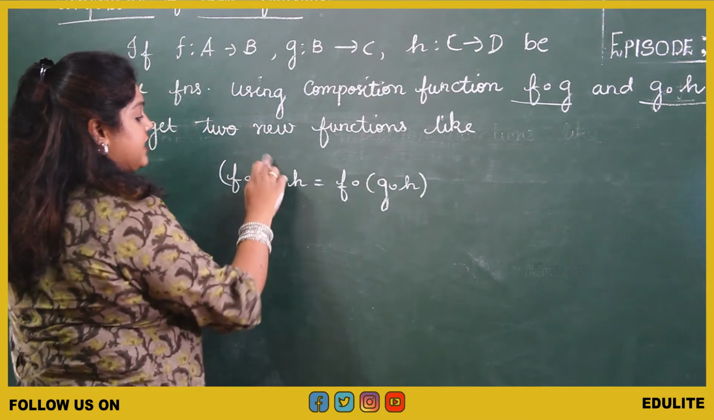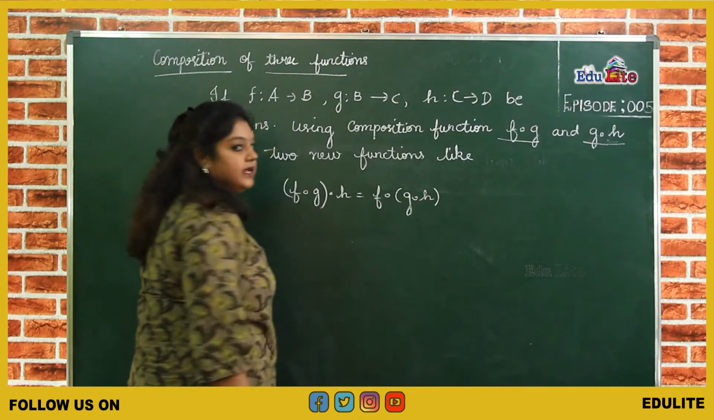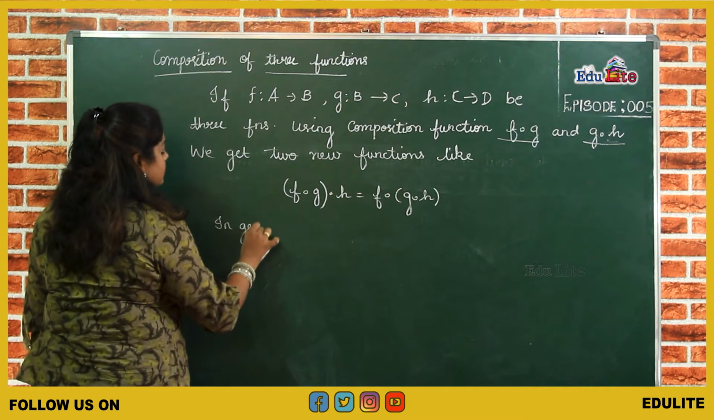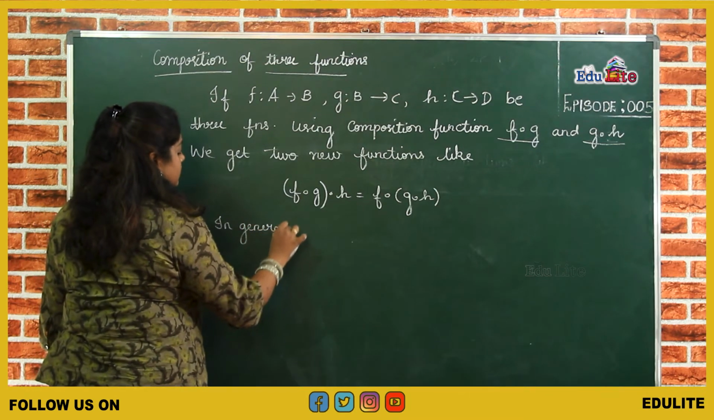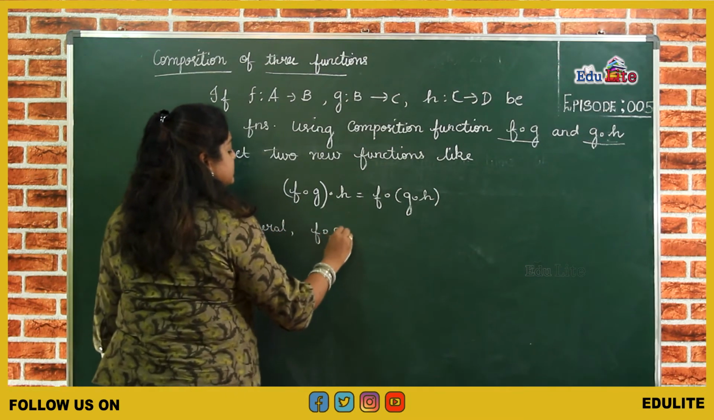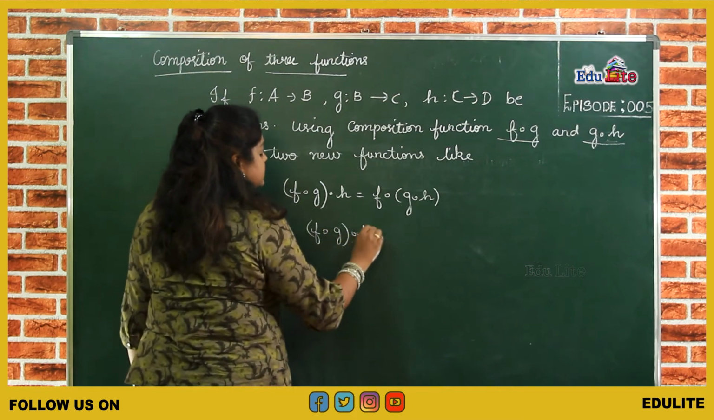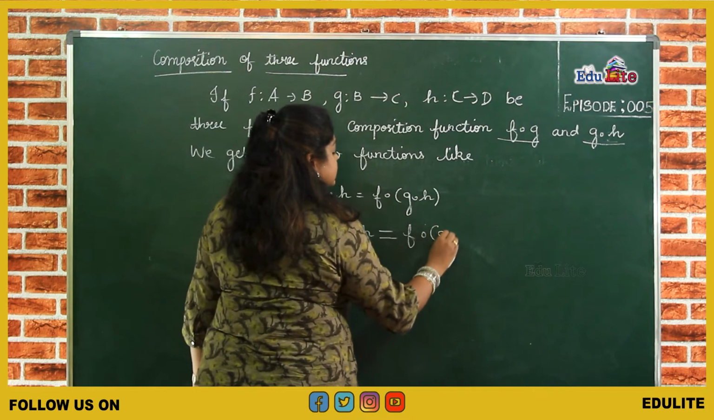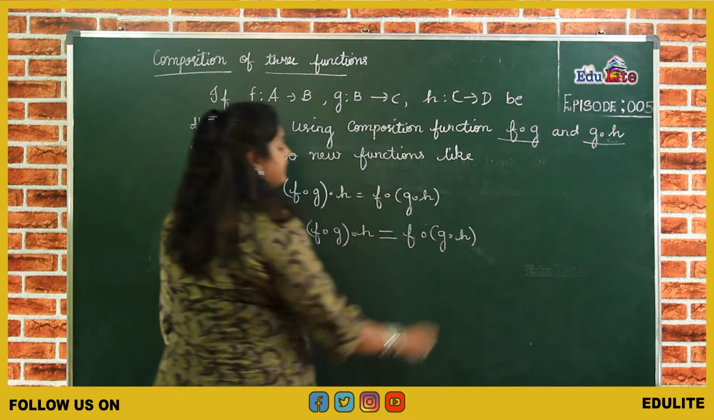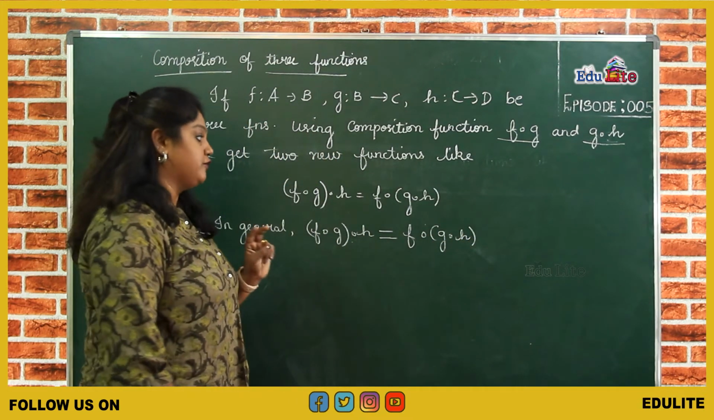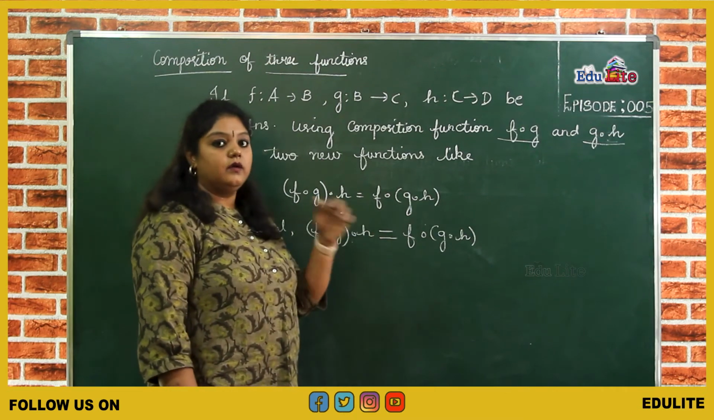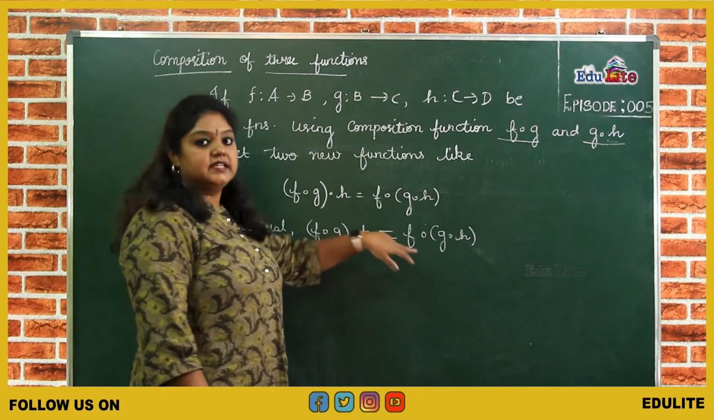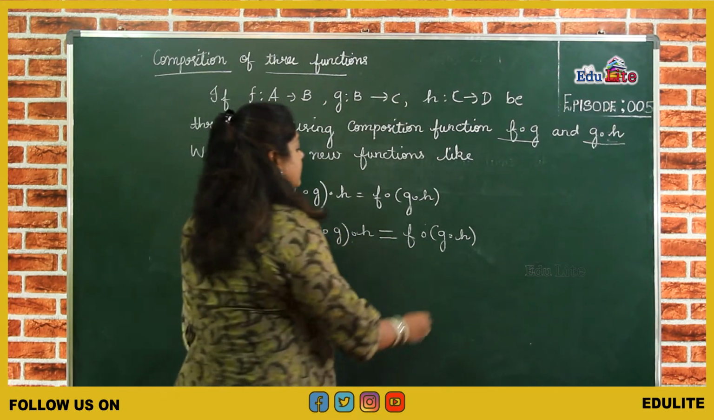Both are one and the same, but the parenthesis means a lot in this relation. So in general, f composite g composite h will be equal to f composite g composite h, whereas in composition of two functions they are not equal. In composition of three functions both sides are equal.